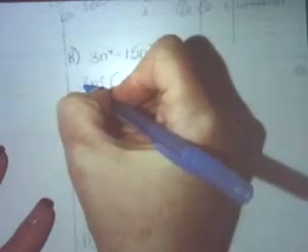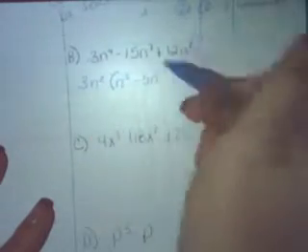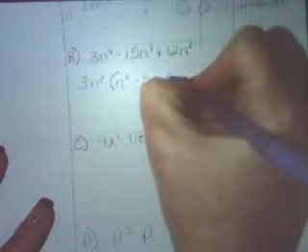3 divided by 3 cancels out. N fourth divided by n squared is n squared. Negative 15 divided by 3 is negative 5. N cubed divided by n squared is n. 12 divided by 3 gives you the plus 4. You already factored out the n squared.